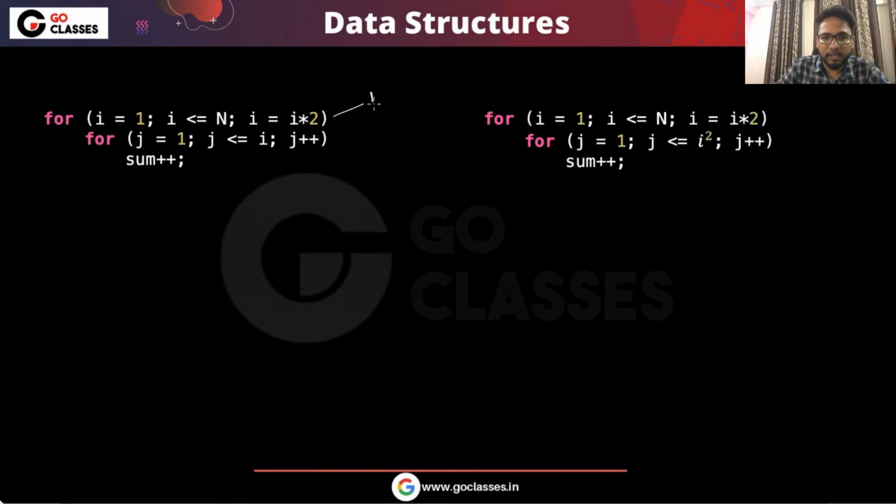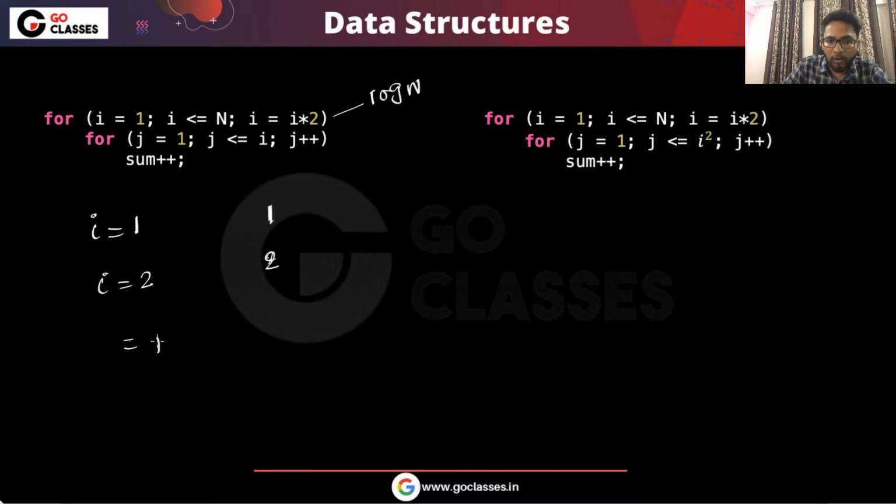Let's see this. This is running log n times, and this is running, so I think I need to unroll it because this is running i times, right? So for i equal to 1, it will be running 1 time. Then for i equal to 2, because I am multiplying by 2, it will be running 2 times, because every time it is running 1 time.